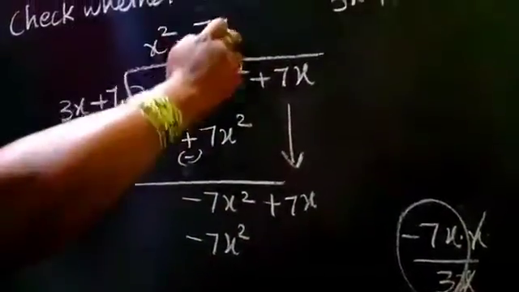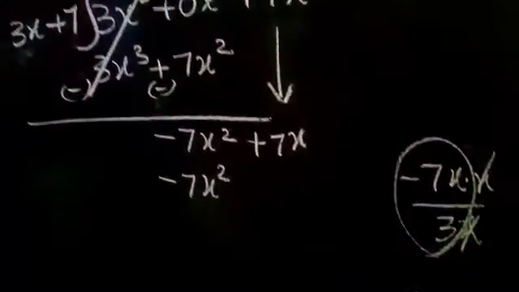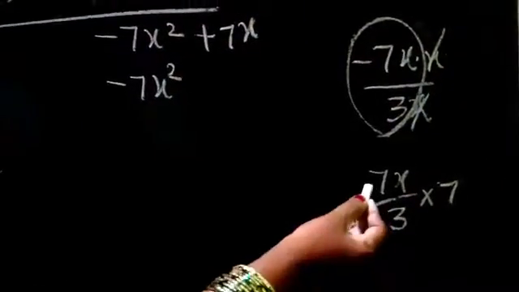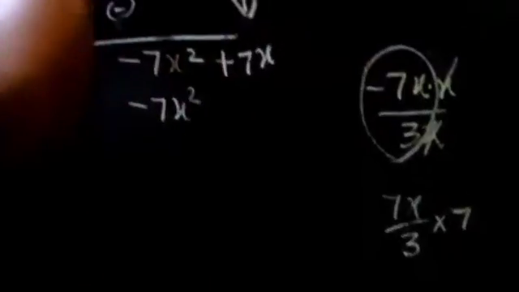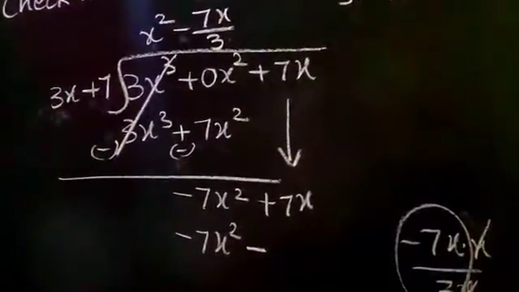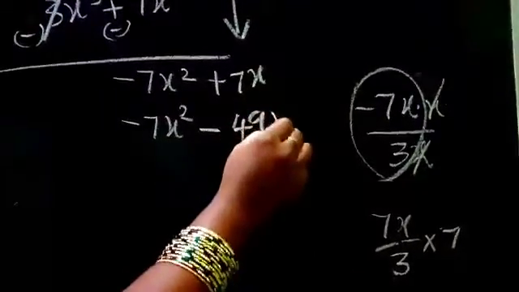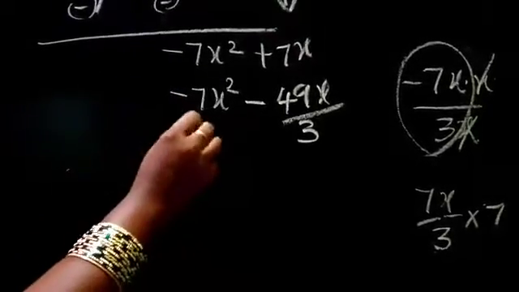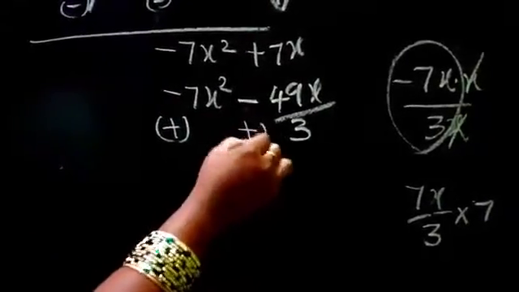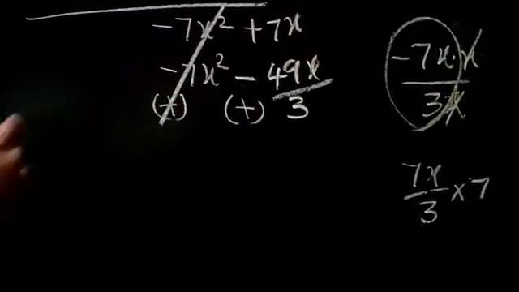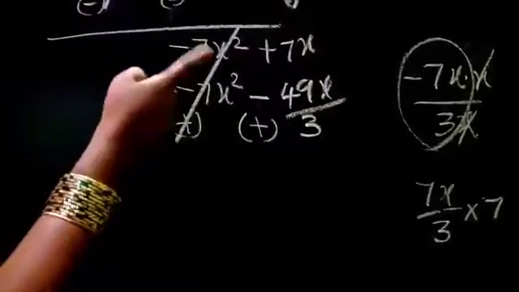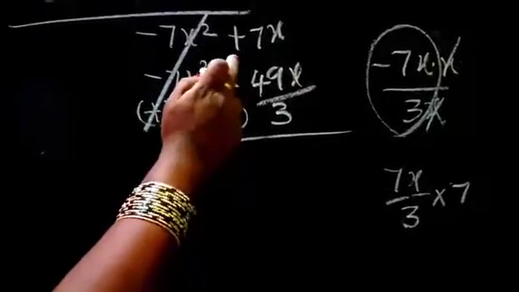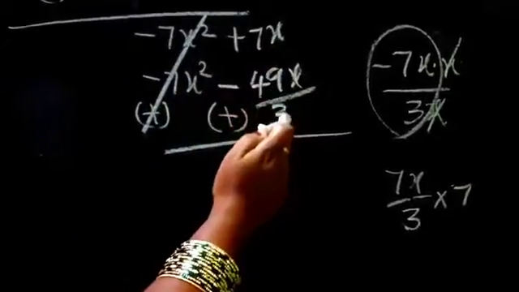Then next, along with this 7 we have to multiply. So here 7 we should multiply. Then 7 sevens are 49. Minus into plus, minus, 7 sevens are 49x divided by 3. Now we have to change the sign. Minus, we have to put plus here. Here also we have minus, we have to change it as plus. The first term will get cancelled because minus and plus, the same term we have. Then in this term we have plus 7x plus 49x divided by 3.